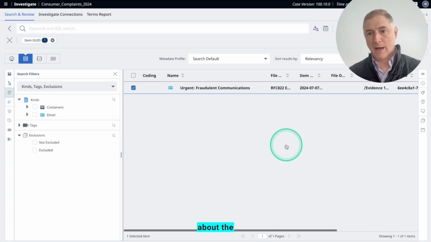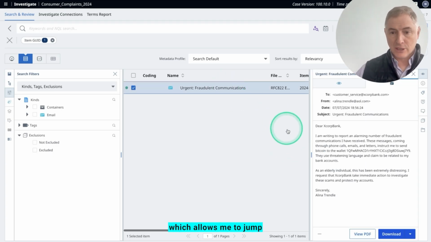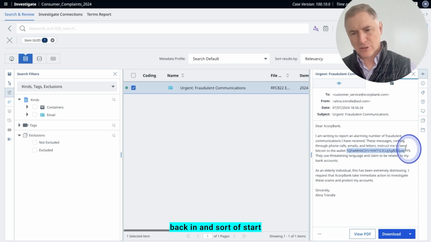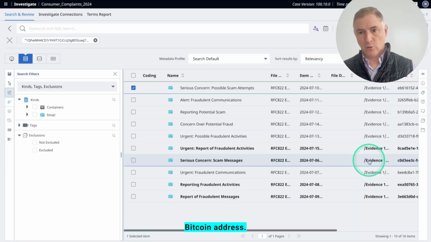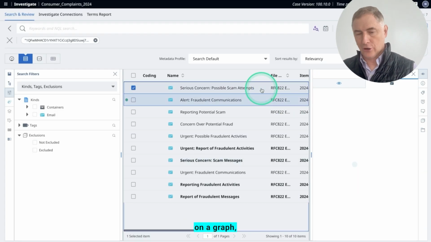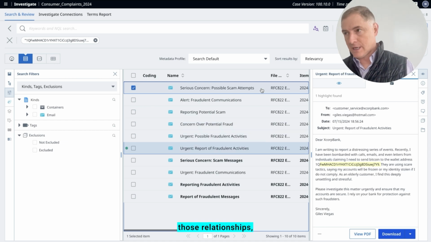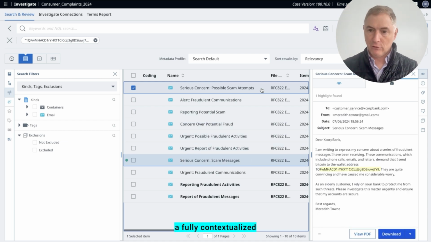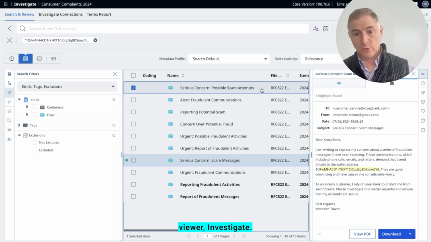But it's not just about the graph visualization. As you can see, I right-clicked and ran a custom action, which allows me to jump back in and start to investigate that further. And here I can clearly see that I've got that same Bitcoin address. So again, not just an entity on a graph, but being able to go back and forth from the technology, understand those relationships, and then provide a fully contextualized view of that information using Nuix Neo's web viewer, Investigate.